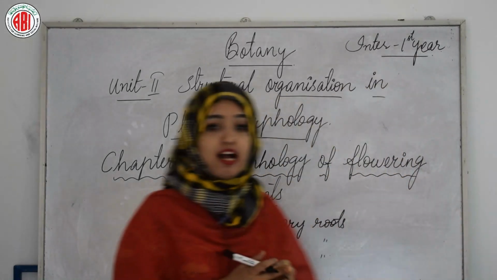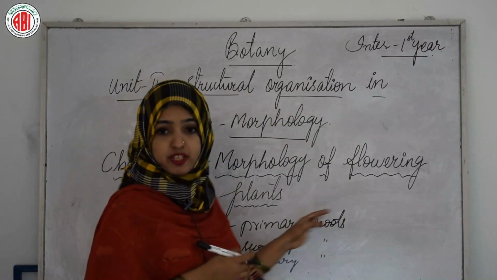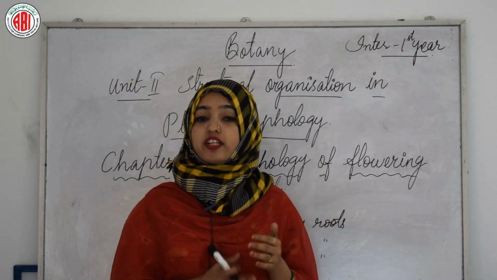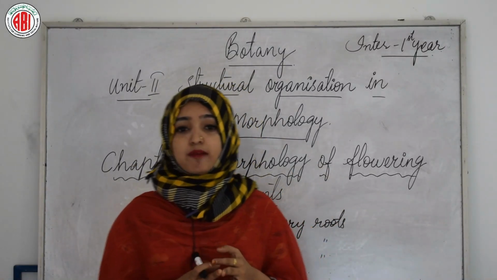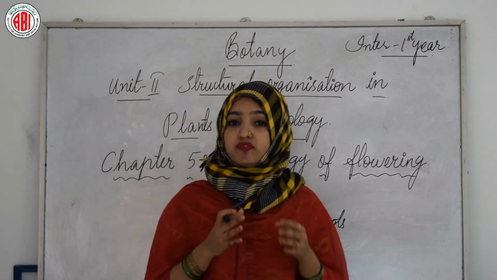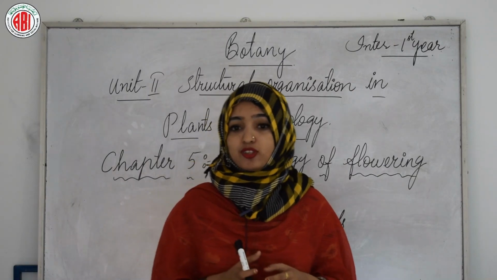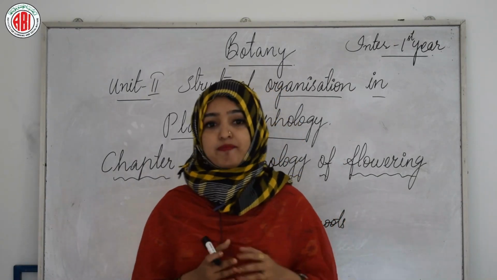So you have to remember that normally dicot primary roots consist of the taproots, and later on in monocotyledonous plants, the primary root is very short-lived and is replaced by a large number of roots actually, and they constitute the fibrous root system.